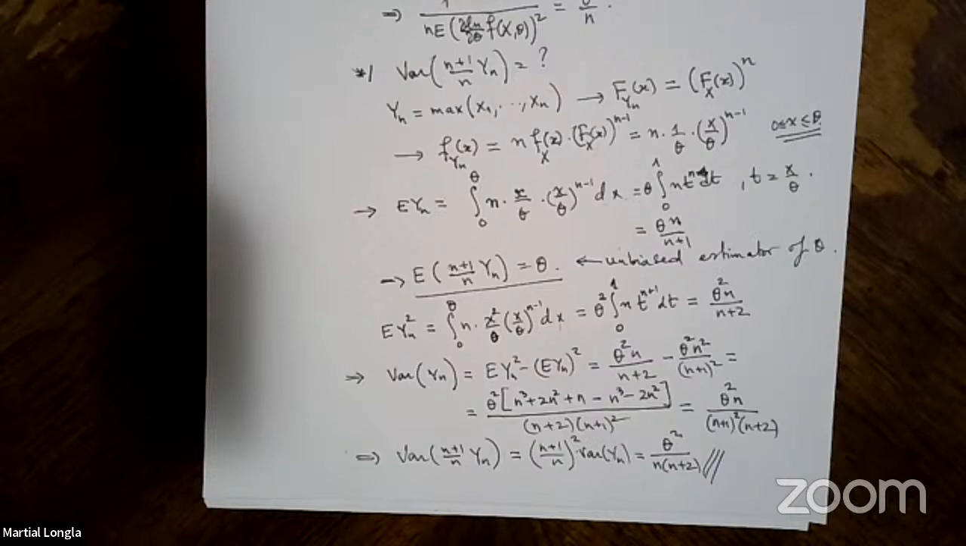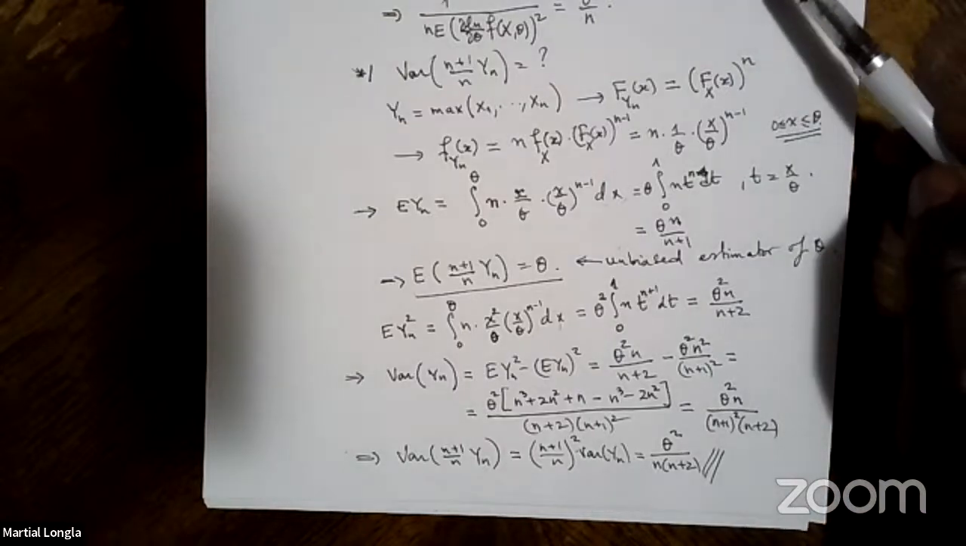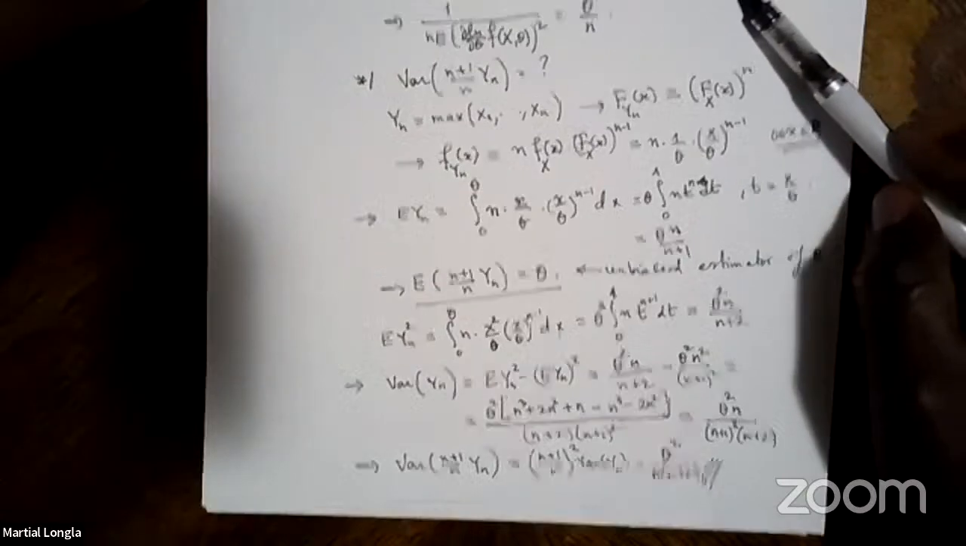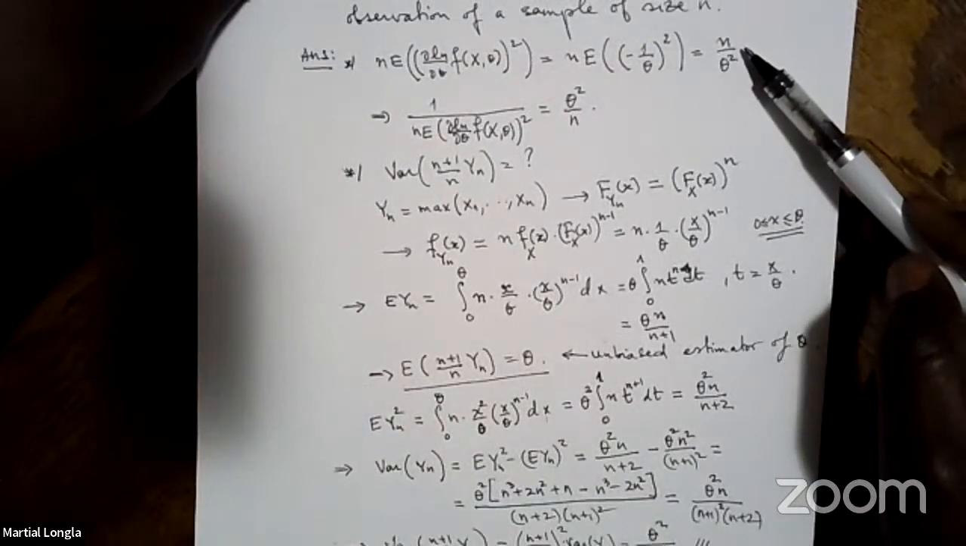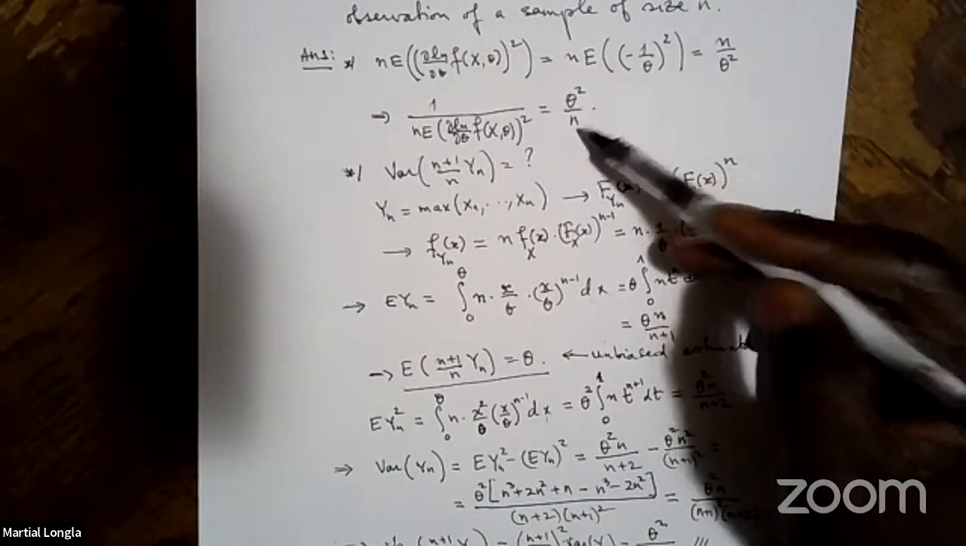And the question was to compare this variance to the lower bound, which is computed here as the inverse of n times the Fisher information, which is here theta squared over n. Which of these two things is smaller, this or this? The one we freshly calculated is smaller. So this is smaller, right? Yeah.